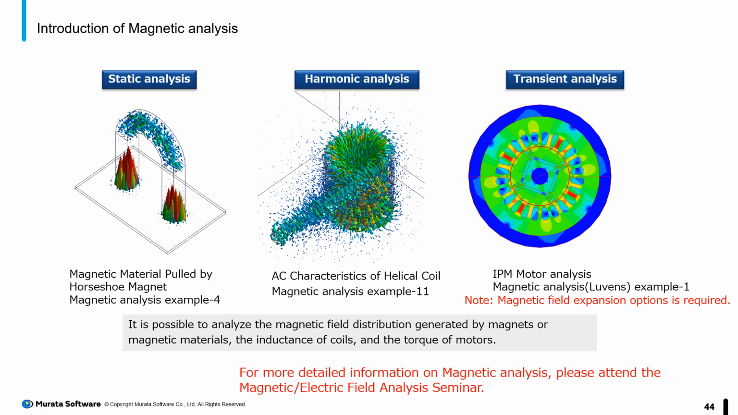Next, let's introduce magnetic analysis. This solver can analyze the magnetic forces of magnets and the inductance of coils. In transient analysis, it is possible to analyze the fundamental characteristics of motors and perform coupled analyses with external circuits. If you would like to learn more about magnetic analysis, please consider attending the seminar on magnetic and electric field analysis.